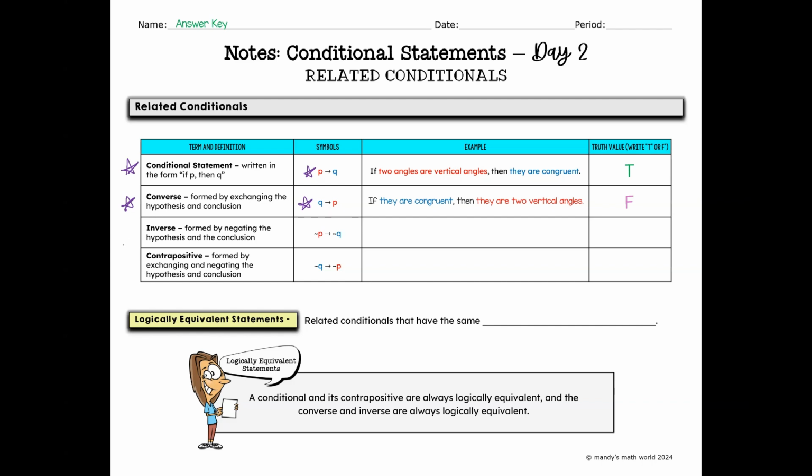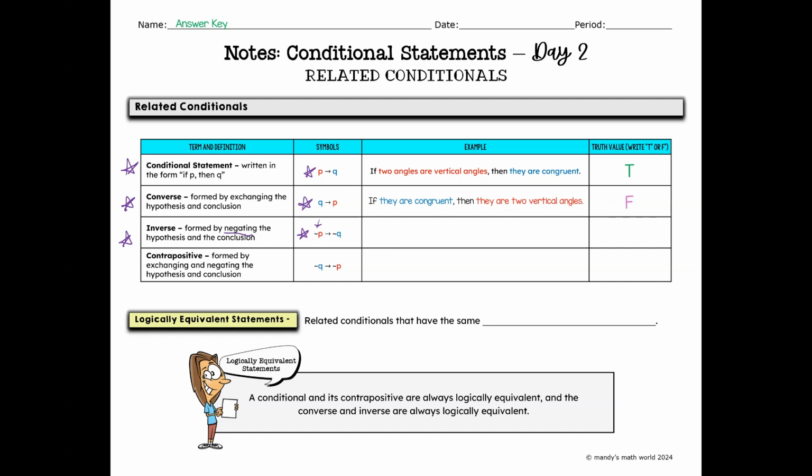Now let's talk about the inverse of that conditional statement. It's formed by negating the hypothesis and conclusion. So recall, how do we negate a statement? We throw in that word not. We're going back to the original order, P then Q, but we're going to negate the hypothesis and the conclusion. So if not P, which is what that little tilde symbol represents, then not Q.